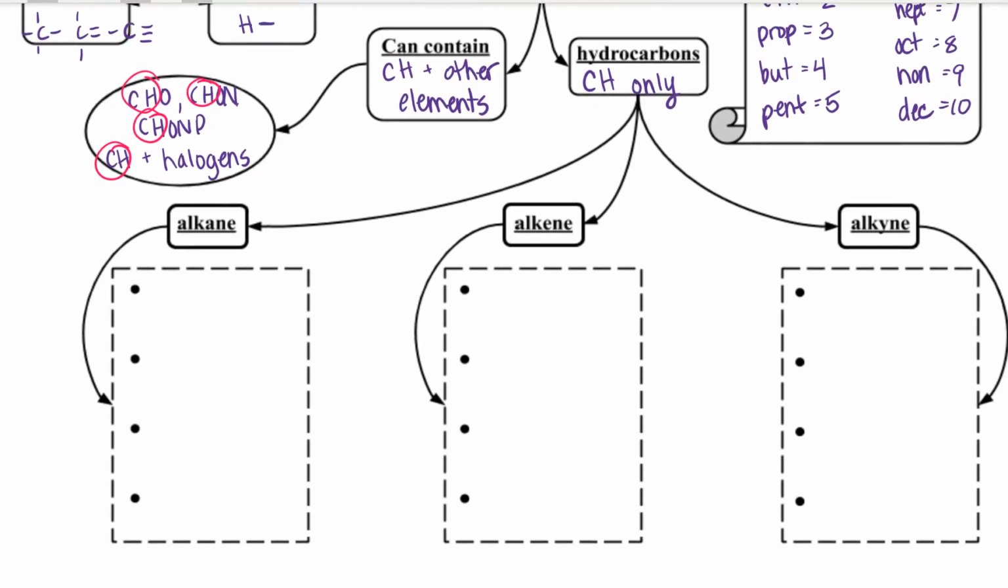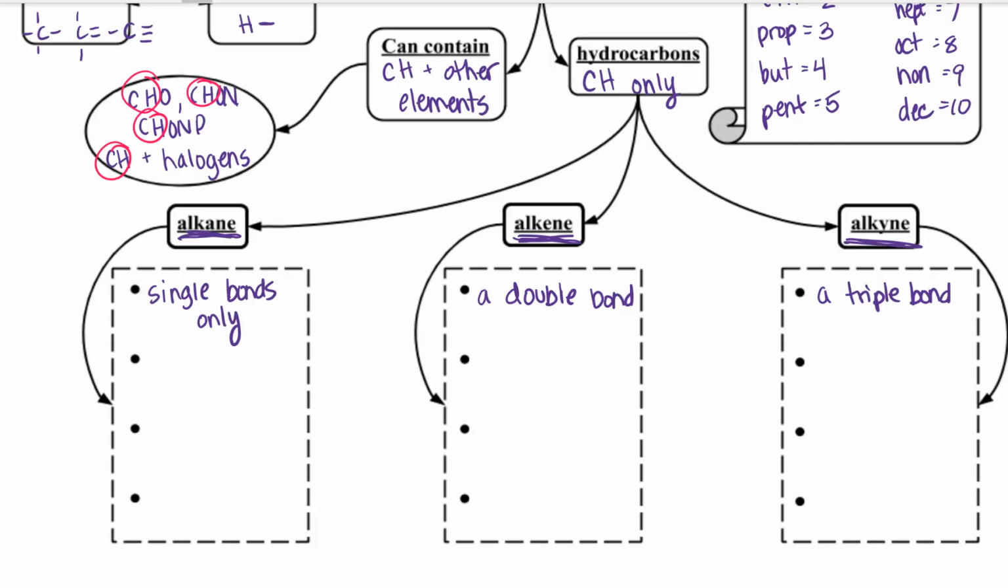But let's talk about what is different between alkanes and alkenes and alkynes. So in an alkane, you can only have single bonds. In an alkene, you can have a double bond. And the rest will be single, but even if you just see 1 double bond, it's an alkene. And in an alkyne, it has to have a triple bond. The rest will be single, but you'll see a triple bond in there.